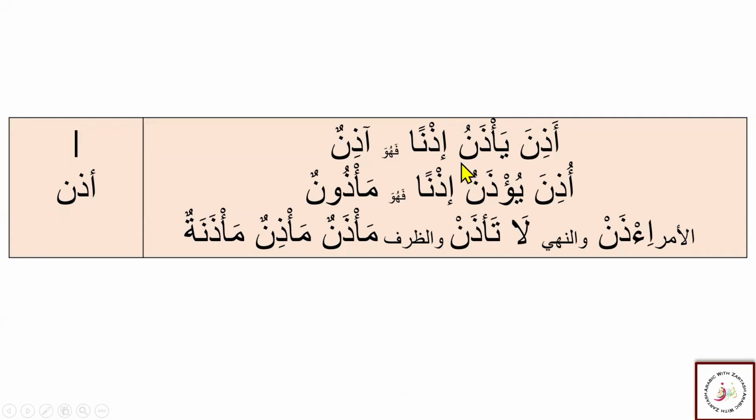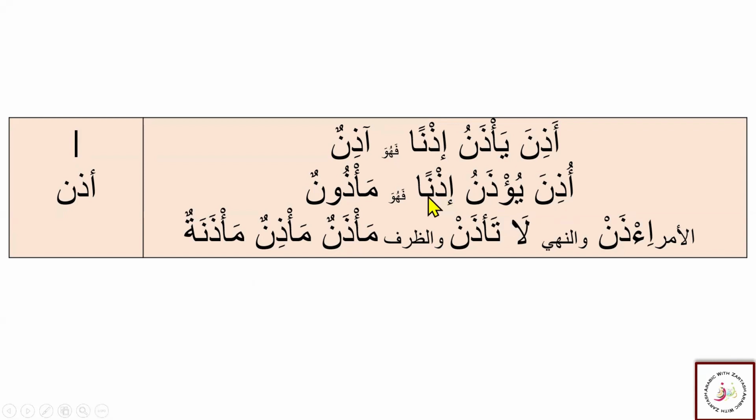Here you can see Azina Yazunu Iznan Fahuwa Azinun. You know that Sami'a Yasma'u, and here you can see Fahuwa Sami'un. Ism fa'il has Alif and Alif. So here the meeting of Hamza and Alif is happening. Outside of the Quran, sometimes you see the Mad, Alif and Mad, but in some of the Mushaf you do see it, otherwise the Hamza and the Alif are written separately.